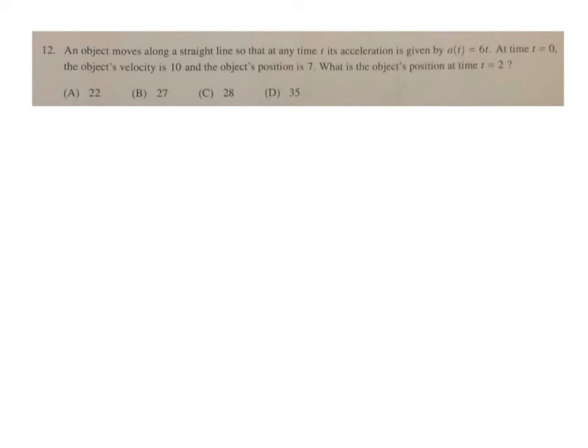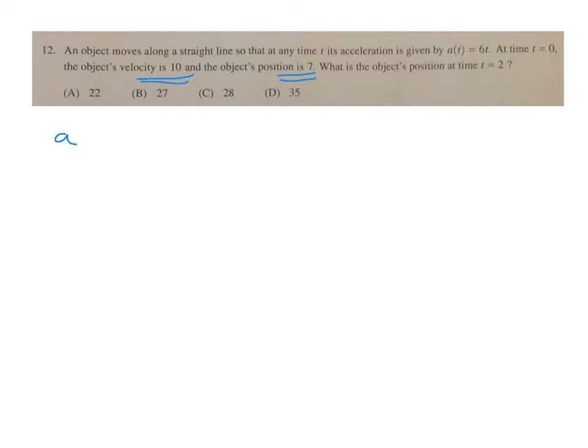All right, question 12 from the 2016 practice exam. We're given the acceleration as a particle moves along in a straight line. We're also told a couple of conditions. At time equal to 0, its velocity is 10 and its position is 7. So that's going to help us a little bit later when we actually try and figure out what these equations are. We want to know what the position is at time equal to 2.